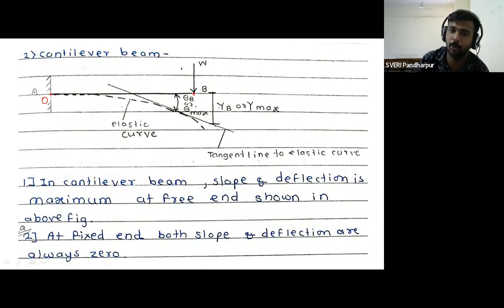So at the free end, we have to represent YB or Y max because it is maximum. Then theta B, which is equal to theta max. So here we are not going to calculate the theta A because already we have considered it equal to 0 due to the fixed support. So theta B is equal to theta max and YB is equal to Y max. And write down these two statements.